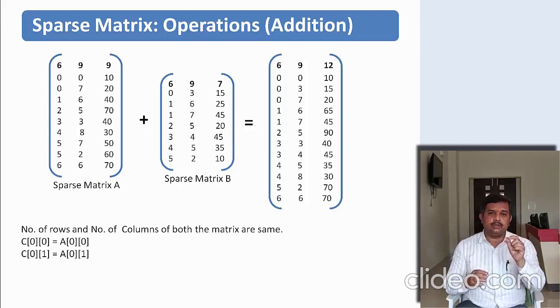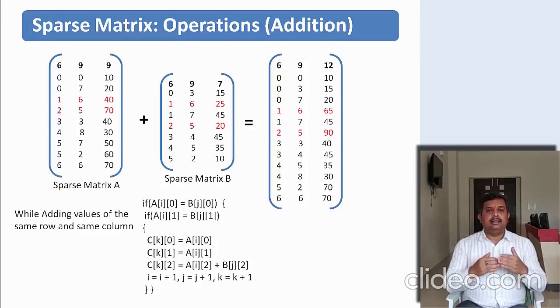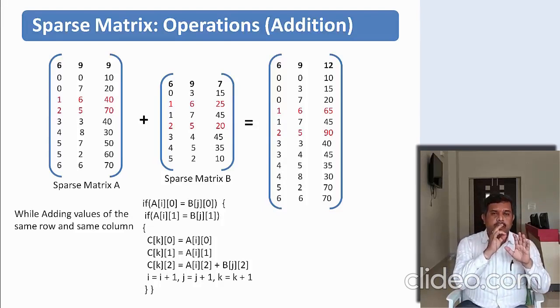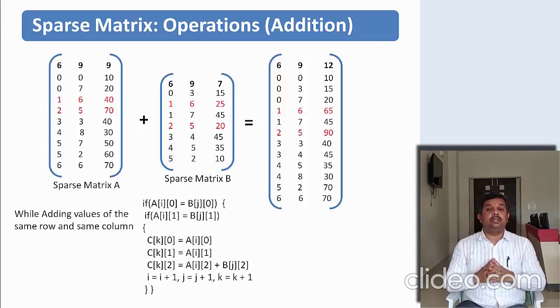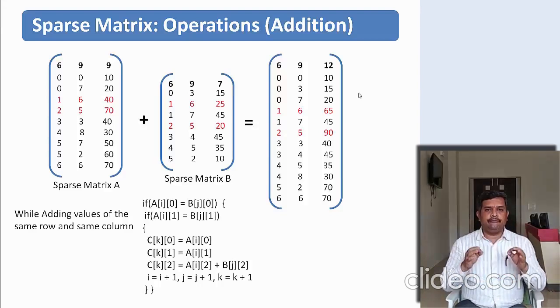It means A00 value I want to write in C00 and A01 value I want to write in C01. Now while adding, if in the same row and same column, the location of the value in the first matrix and the location of the value in the second matrix are the same, then this particular algorithm will be used. It means if AI0 and BJ0 are the same, and if AI1 and BJ1 are the same, then I will shift the data but after addition. That is, AI2 plus BJ2 I will add and save in CK2 location, and then I will increment I value by 1, J value by 1 and K value by 1.